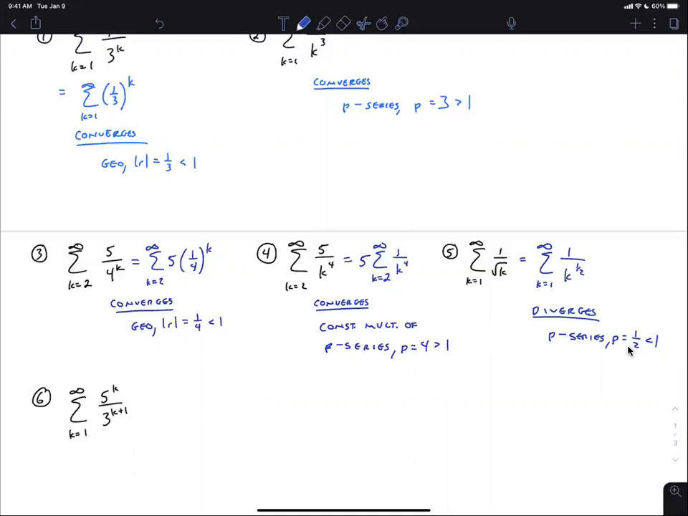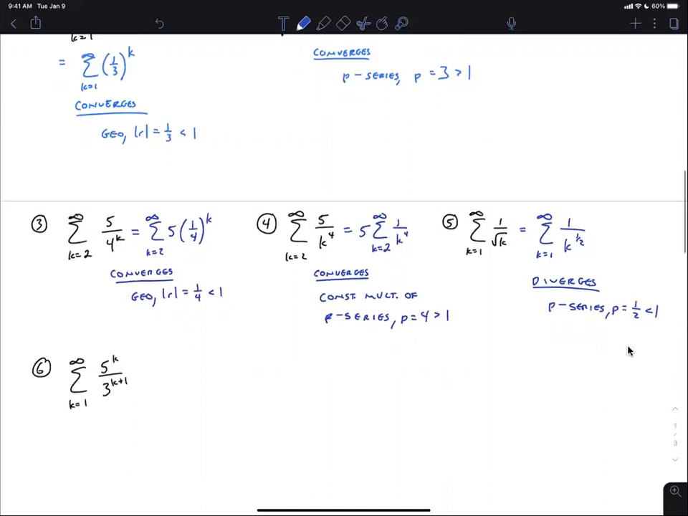You guys good? All right, and so then on number 6, you have to do just a slight manipulation. You rewrite it as 1/3 times 5/3 to the k, k equals 1 to infinity. And then that's going to diverge because it's geometric.